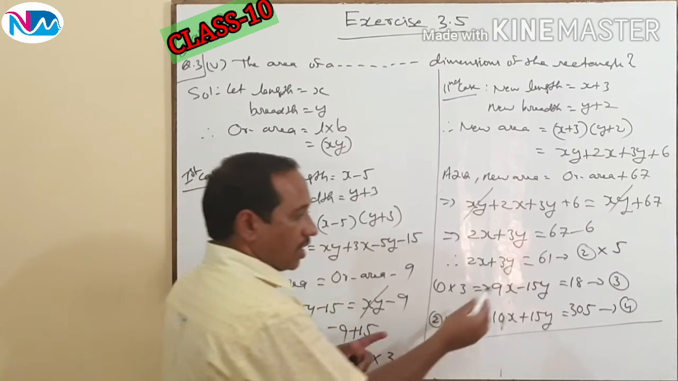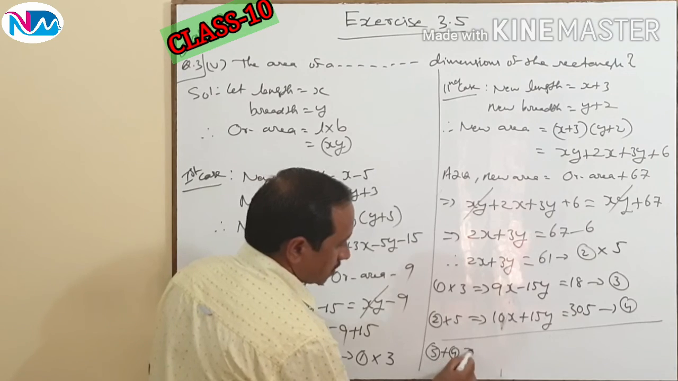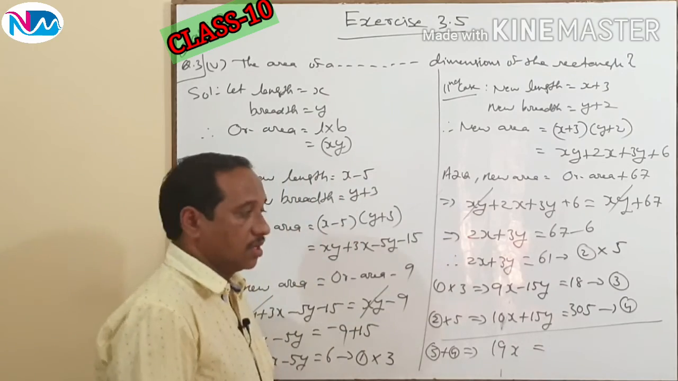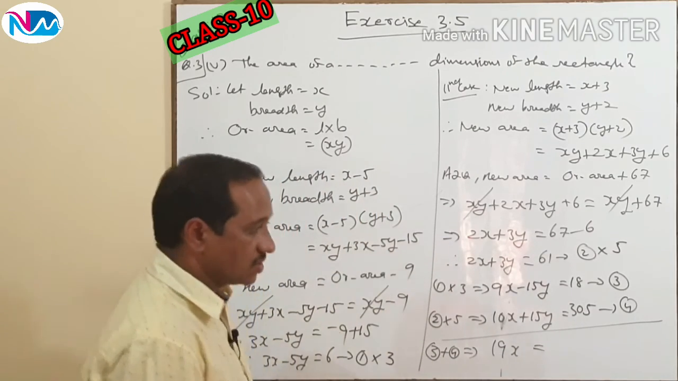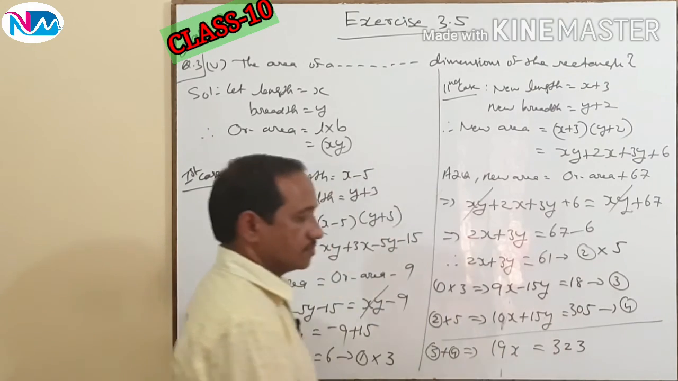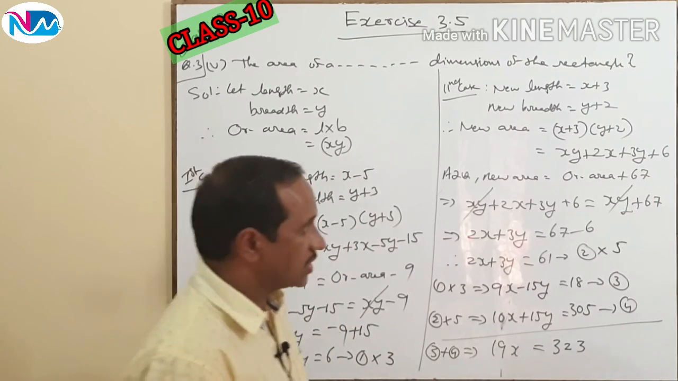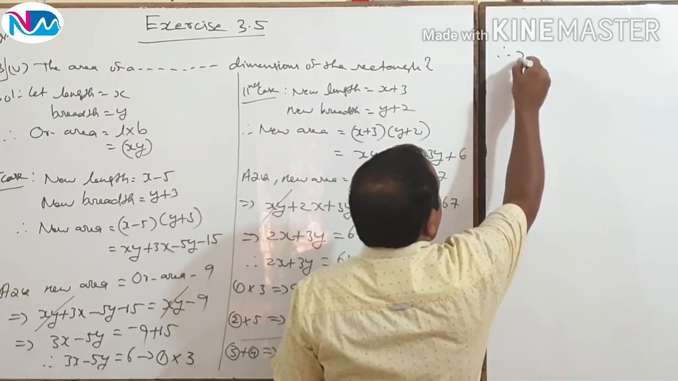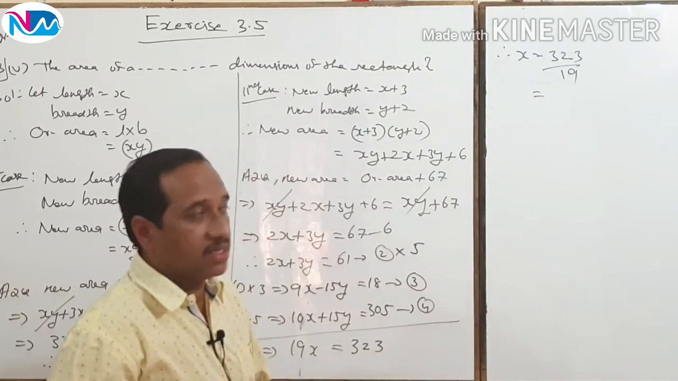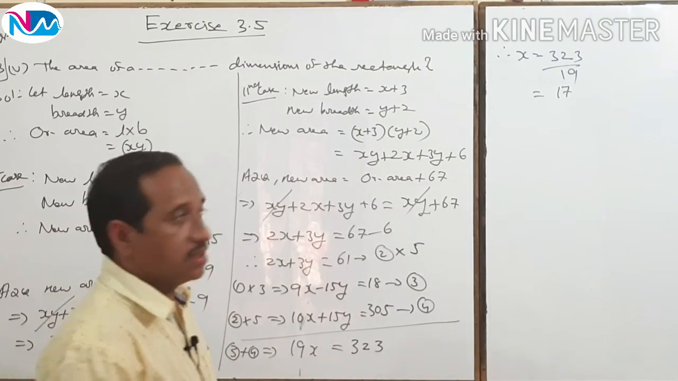To eliminate y in equations 3 and 4, we have to add equation 3 plus equation 4, which gives 10x plus 9x, 19x is equal to; minus 15y plus 15y will be cancelled; 305 plus 18 is 323. So here we have 19x is equal to 323. Therefore, x is equal to 323 by 19. 323 by 19 you will get 17. So x is equal to 17.